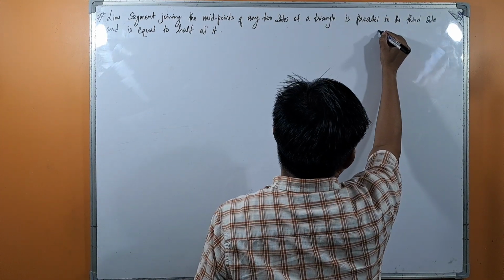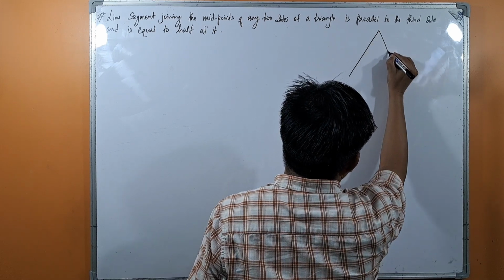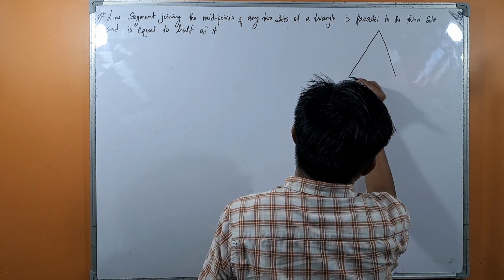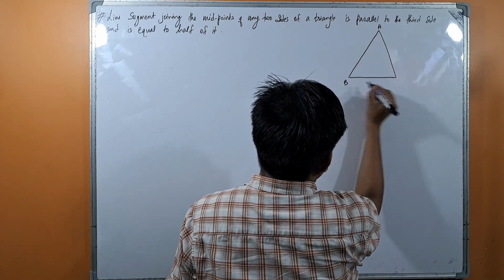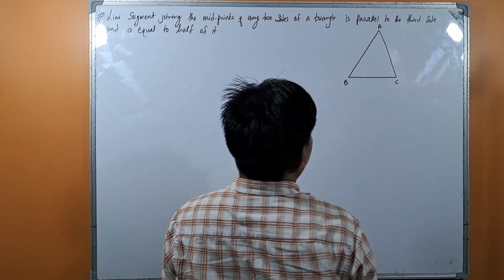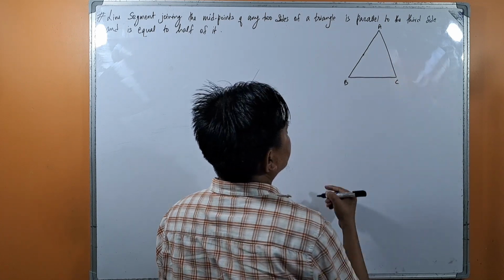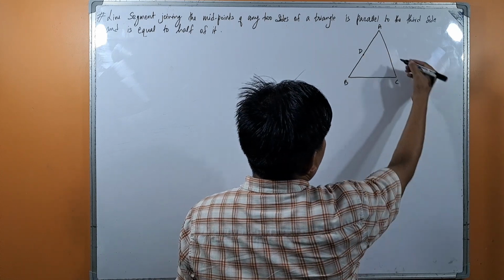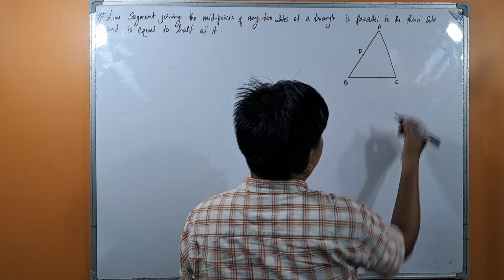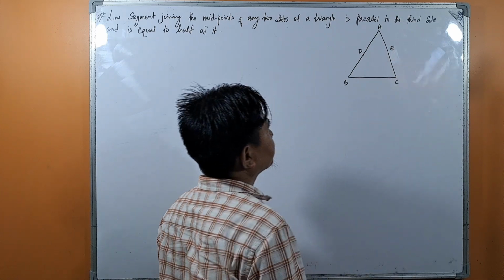First, let us draw a triangle, okay? So this is a triangle. This is A, this is B, and this is C. Now, let us consider this is the midpoint of side AB. Let us name this as point D. And this is the midpoint of side AC. Let us name this point as E, okay?